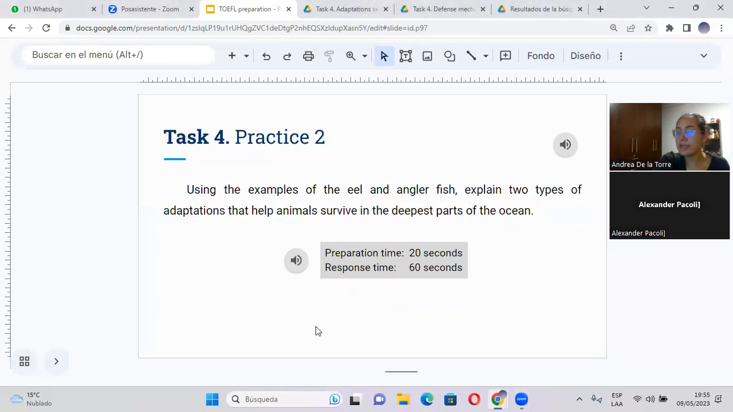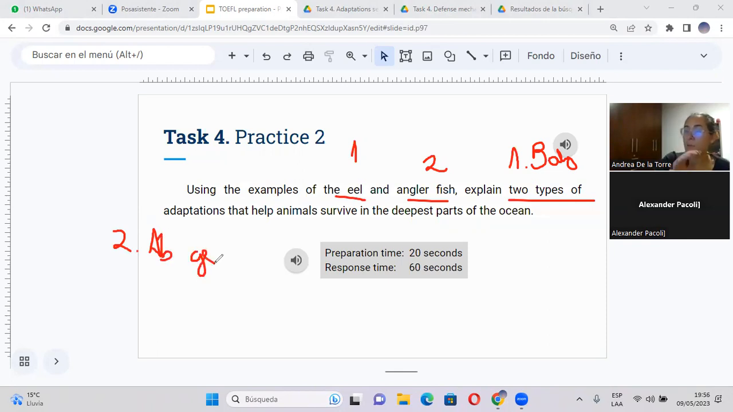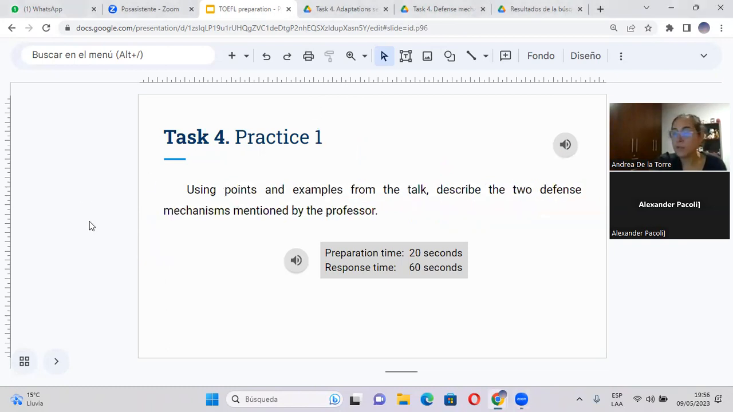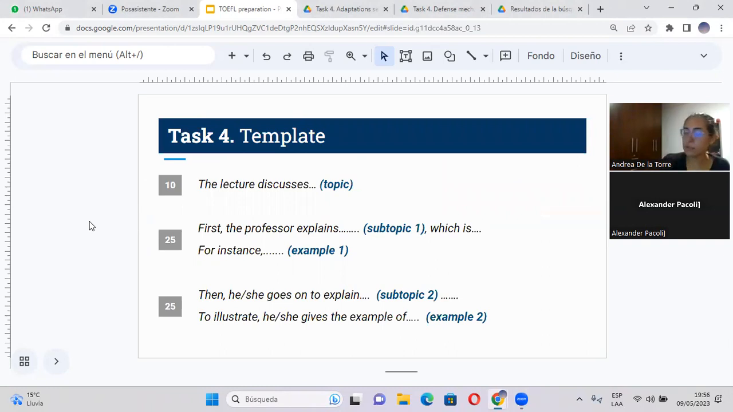In the question, they say, using the examples of the eel, this was the first example, and the anglerfish, this was the second, explain the two types of adaptations. The first type was body features, like having a large stomach or a large mouth. And the second type, as you said, was the ability to generate light. That was great. So that's kind of how you have to go. You don't need to explain too much when you have biology. The important thing is that you mention the subtopics and the examples.